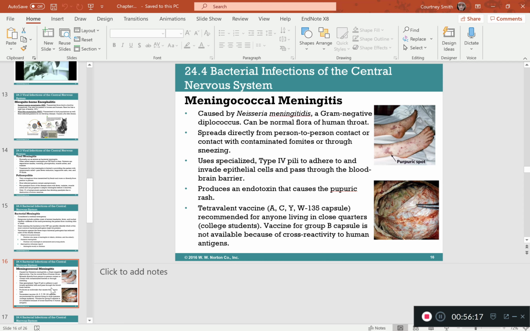One, because a lot of times people will share stuff, and also because it's close quarters, because of the fact that it can be, I don't want to say airborne, but it can be inhaled. But bacterial meningitis is a medical emergency, and also with diagnosing, the cerebrospinal fluid will be cloudy in a spinal tap, whereas viral is clear.